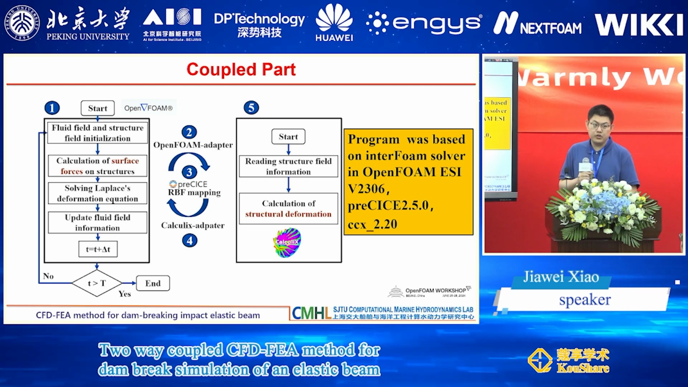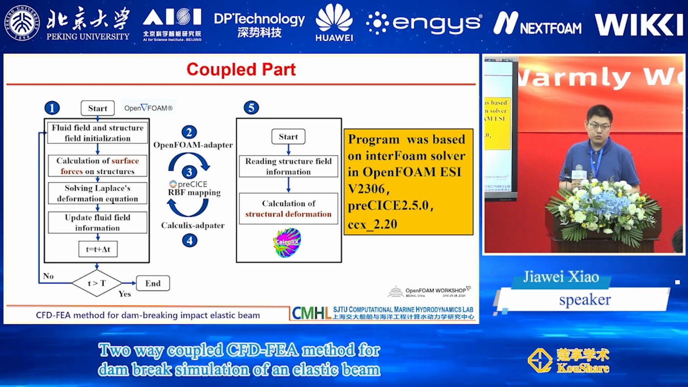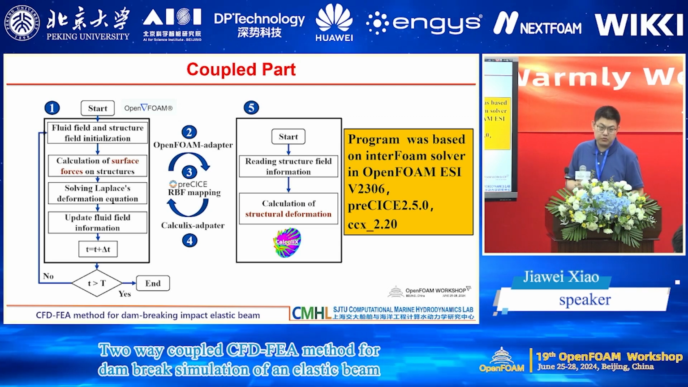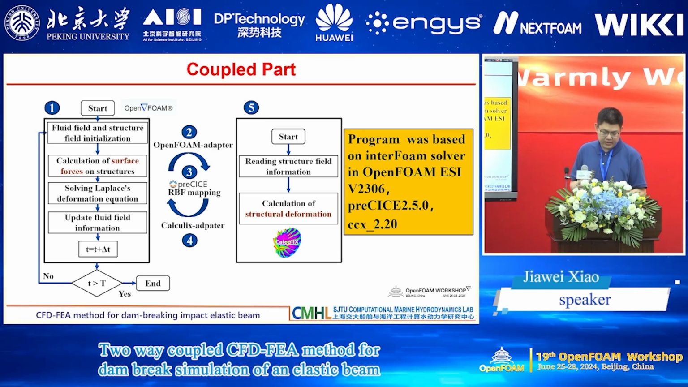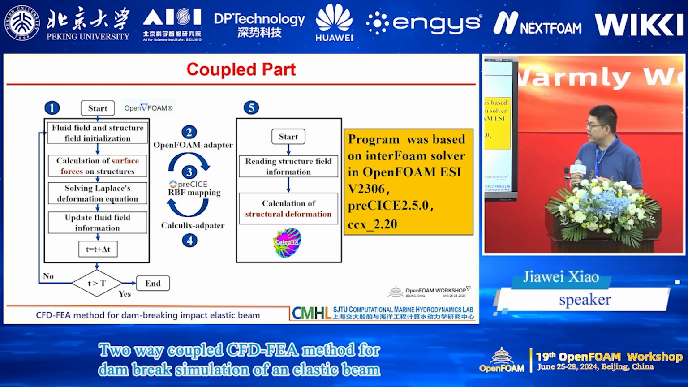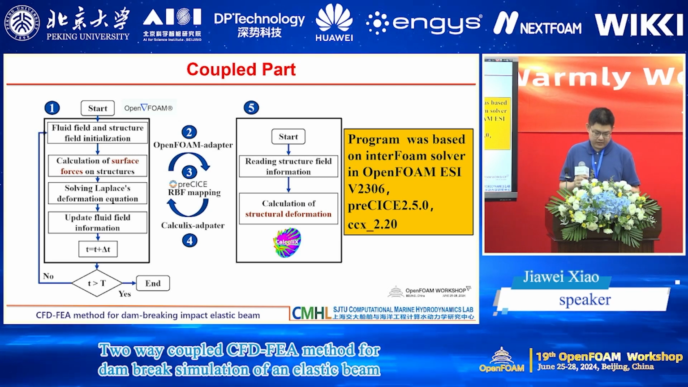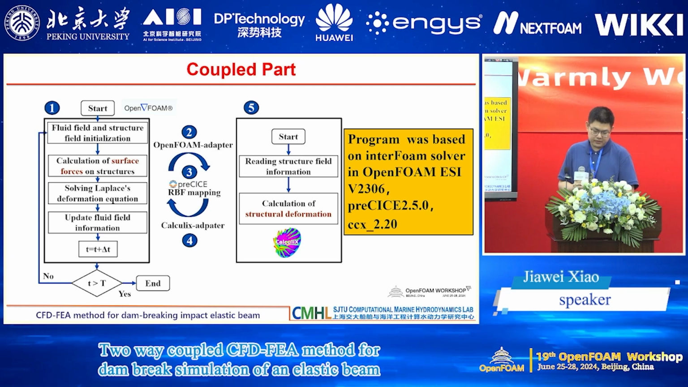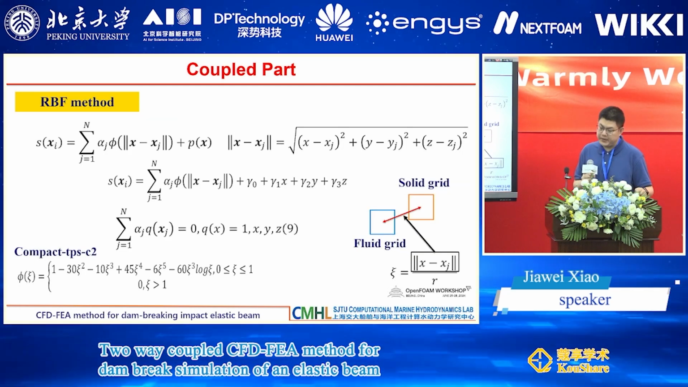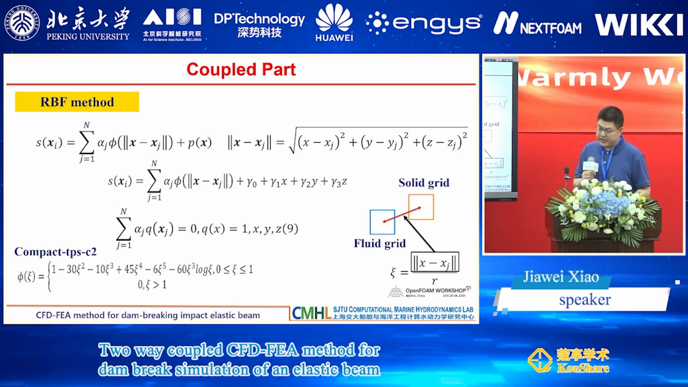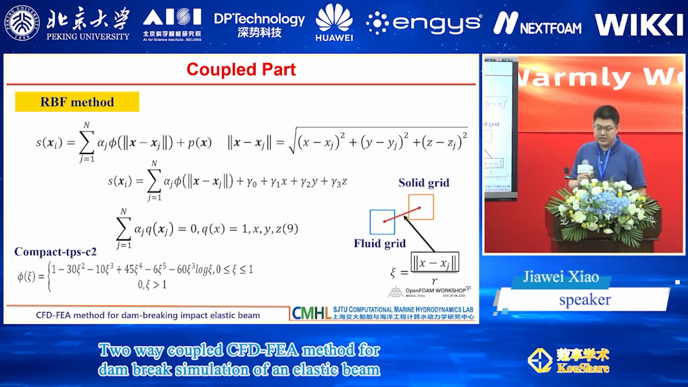The reason why we used preCICE is that, firstly, there is no need to modify the underlying code of the solver. preCICE just runs as a library function. And secondly, preCICE provides us with many communication, data mapping, and parallel methods. And we use the compact TPS-C2 radial basis function in our study, and it is improved based on the thin plate spline function.